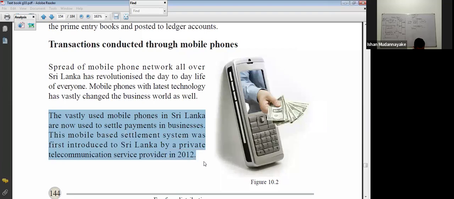The vastly used mobile phones in Sri Lanka are now used to settle payments in businesses. This mobile-based settlement system was first introduced to Sri Lanka by a private telecommunication service provider in 2012. Using mobile phones, we can do settlements. We can arrange payments. Okay, we can do transactions. This was introduced by one of the private telecommunication service providers in 2012. Dialog company first introduced it in 2012.